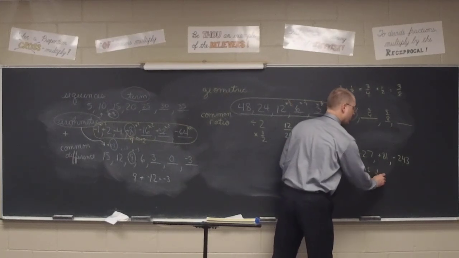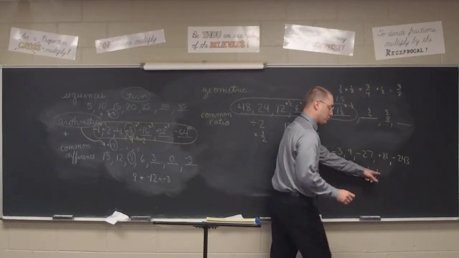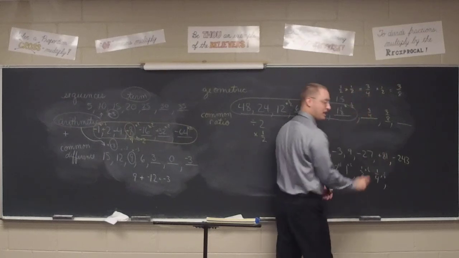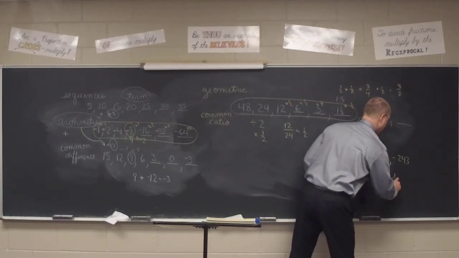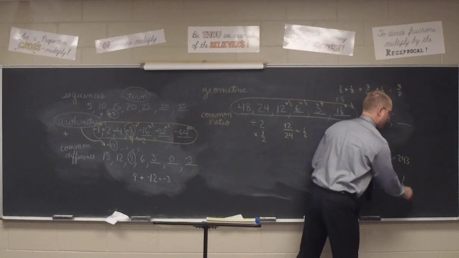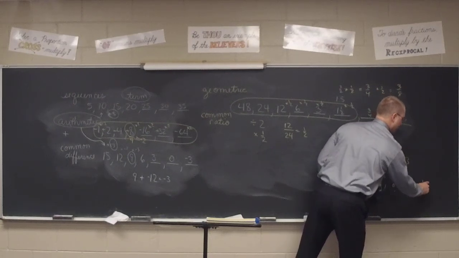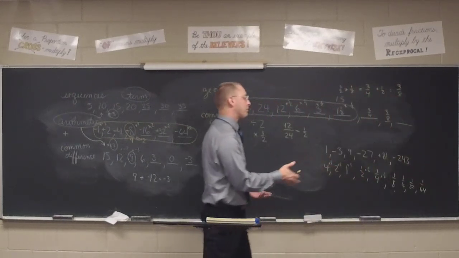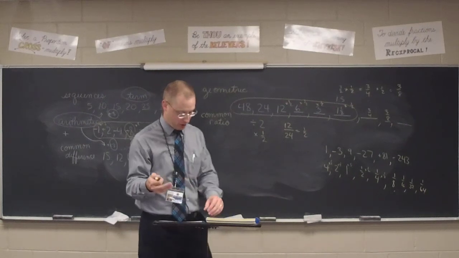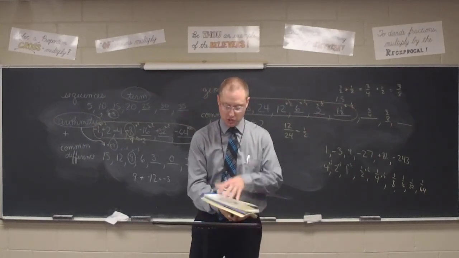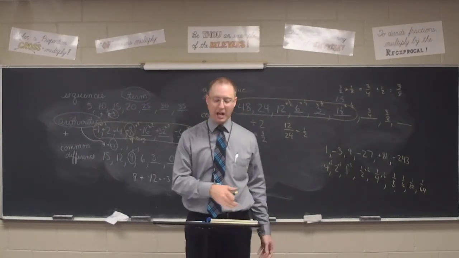2/4. 1/4, because 1 times 1 is 1 and 2 times 2 is 4. Multiply that by a half, what do you get? 1/8. Then 1/16. 1/32. 1/64, and they just keep getting smaller and smaller. But that happens with rational or fractional common ratios. Turn the page. So how do we find the common ratio?